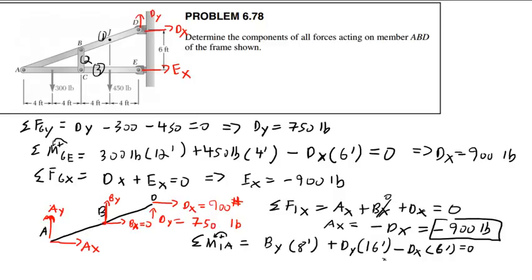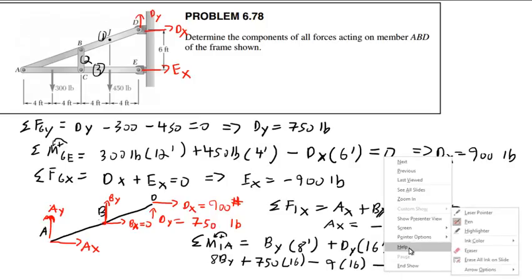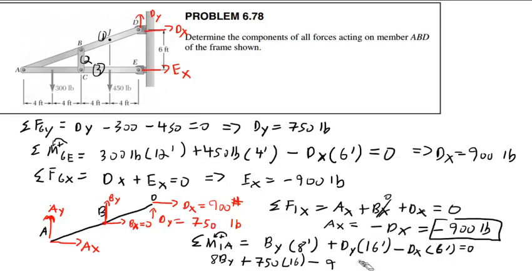And then, let's see, By is the one we want. 8By plus, okay, dy is 750 times 8, minus dx is 900. Sorry, yes, 16. Something went wrong here. Okay, 750 times 16 minus dx times 6. Minus 900 times 6 equals 0.